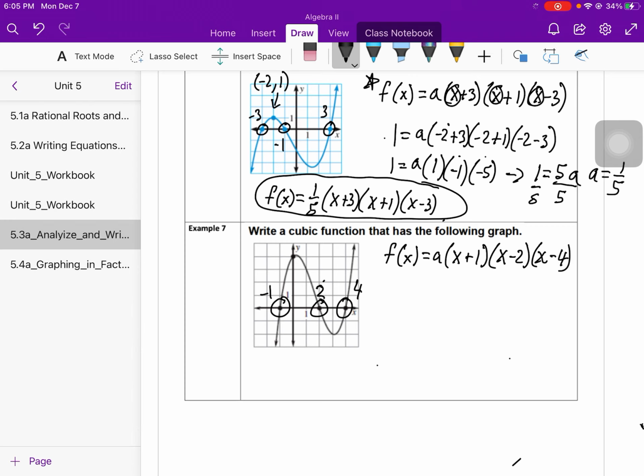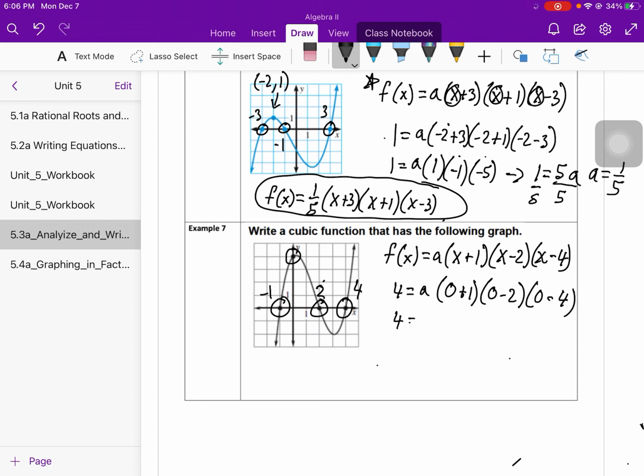And then we're always going to have at least one point that doesn't touch the x-axis, which is this point right here. That is 0, 4. So for our f of x, we get 4, because that's the y value. For a, we put 0. Oh, sorry, not for the a value. I was like, wait, that doesn't make sense. a is not 0. a is what we're solving for. x is 0. So 0 plus 1, 0 minus 2, and 0 minus 4.